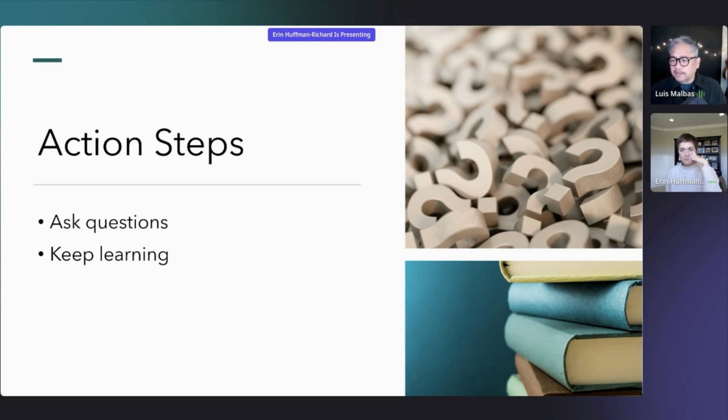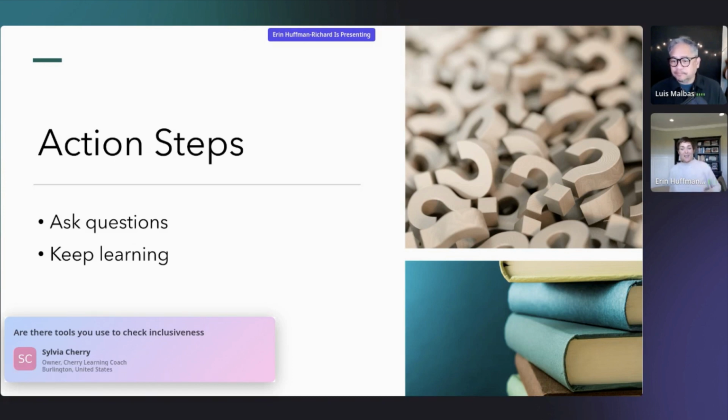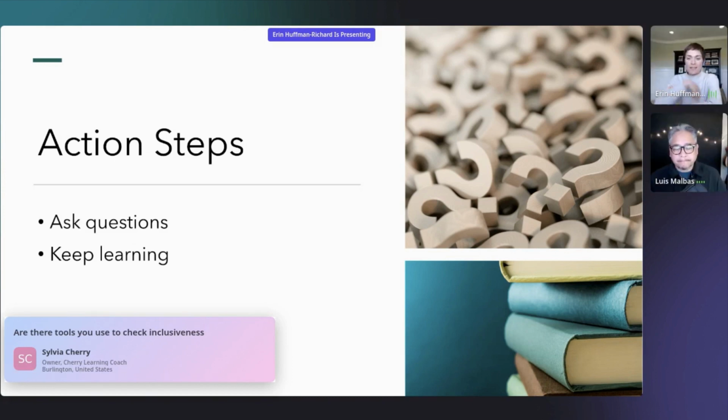We have one from Sylvia. Are there tools you use to check inclusiveness? Yes, there is. I've created, and I really hesitate to say checklist because I don't think this work is checklist work, but really a tool that helps me go back and take a 50,000-foot view of what I have done, and to ensure what identities are represented, what identities are not represented.